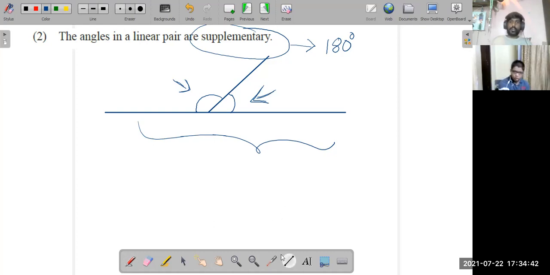Now complementary angles. Complementary is 90 degrees. So if you take 45 and 45, 45 plus 45 is 90. If you add two angles and you get 90 degrees, then those two angles will be called complementary. Even 30 and 60 is complementary. 30 degrees and 60 degrees are called complementary angles.